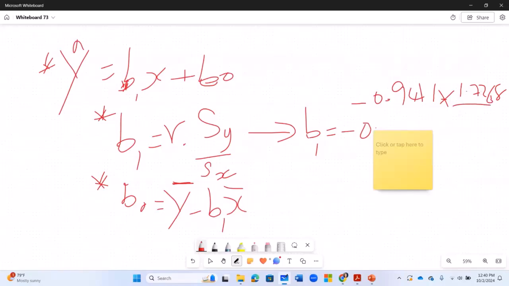1.7268. And I'm going to divide this by the standard deviation of x, and the standard deviation of x is given to me also, and that is 2.2583. By the way, standard deviation cannot be negative.